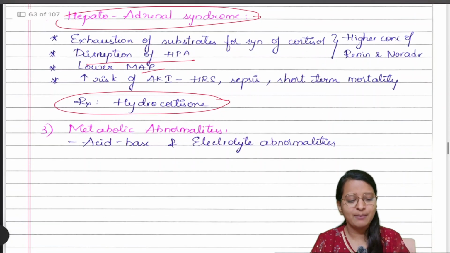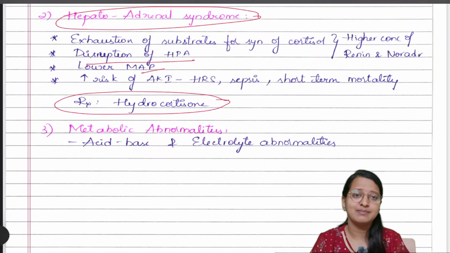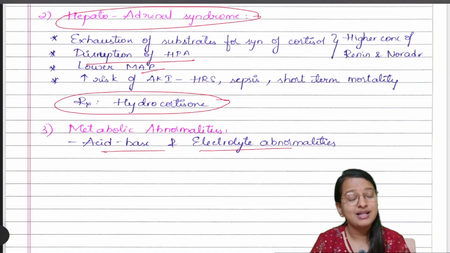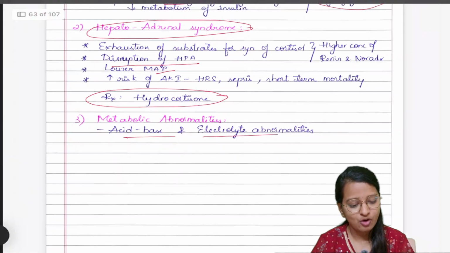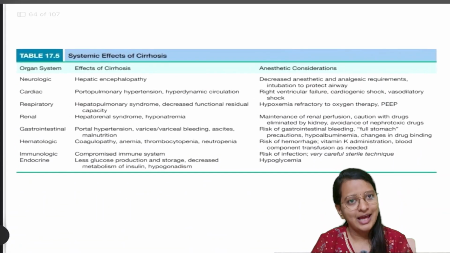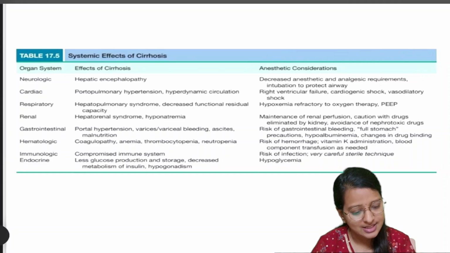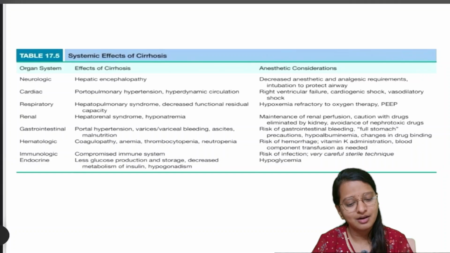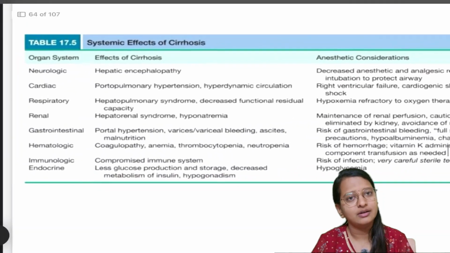And coming to metabolic abnormalities, there might be acid-base and electrolyte abnormalities which have to be corrected in an ICU or pre-op patient. So this on a whole is your cirrhosis, all the organ systems, their effects and anesthetic considerations. This we have already learned. This is a gross overall outlook. Okay.